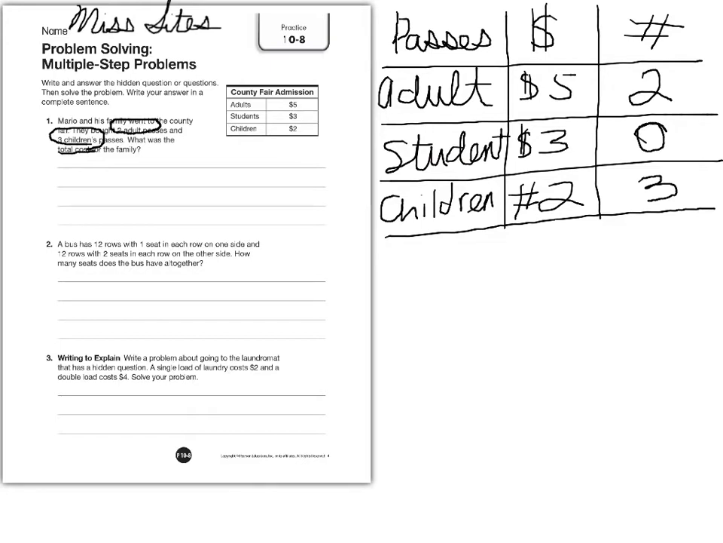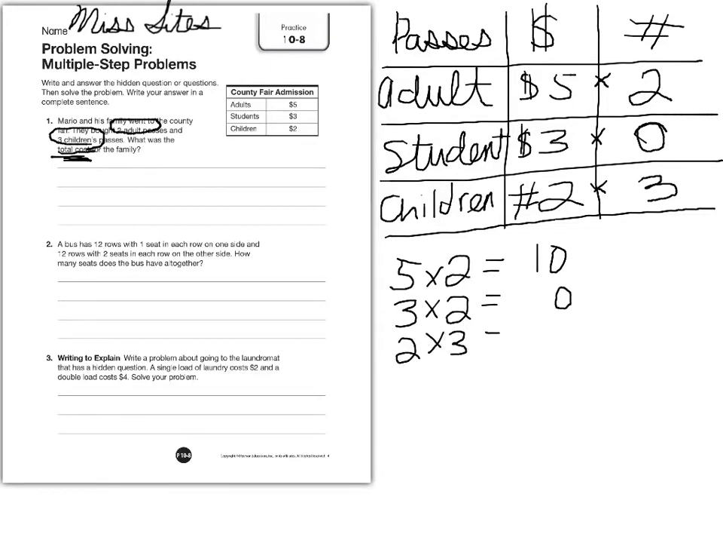So we need to figure out how much the total cost was for the family. So what we're going to do, remember how we did this yesterday? We're going to multiply across. So you're going to do 5 times 2 is 10. And 3 times 0, I'm sorry, that was 3 times 0. 3 times 0 is 0. 2 times 3 is 6.